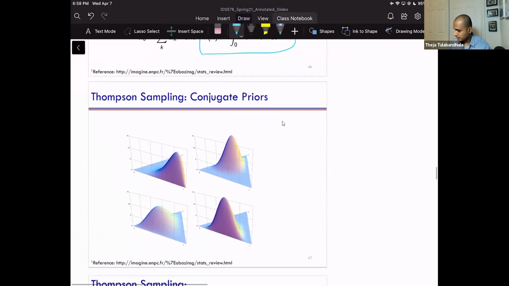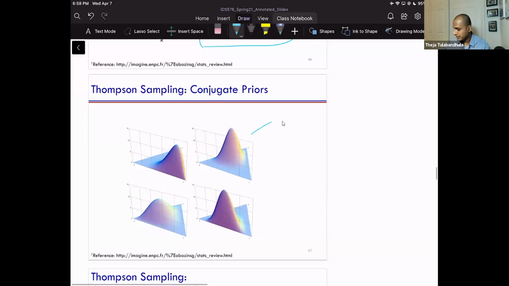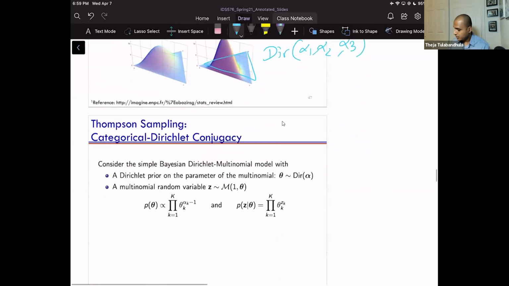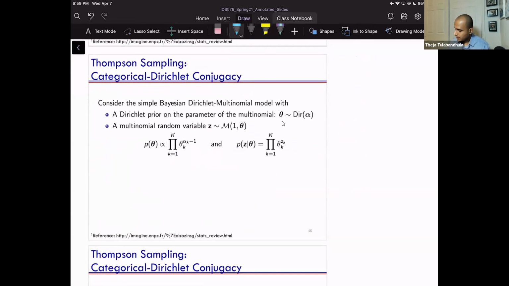This distribution we have already seen when we looked at LDA. As I said, this is a distribution over the simplex, the Dirichlet, with alpha 1, alpha 2, and alpha 3, because it's 3 dimensions. So the Dirichlet prior is a conjugate prior to the categorical likelihood function, categorical or multinomial. There's a slight difference, but you can use them interchangeably for our discussion.